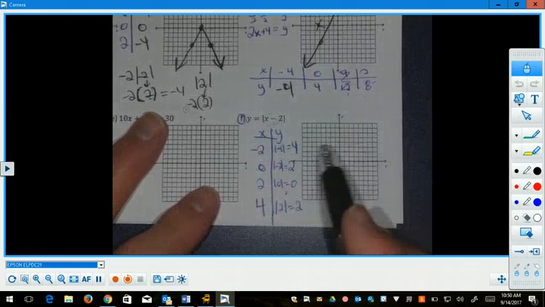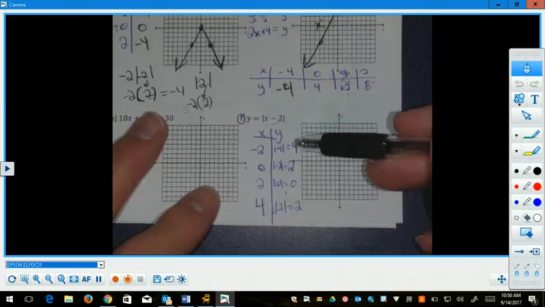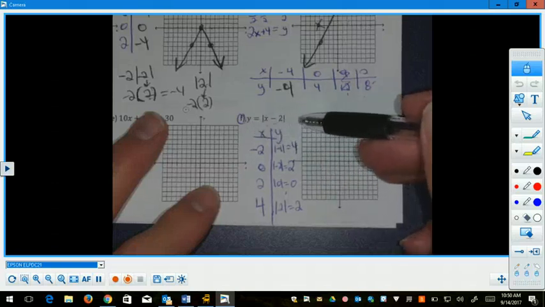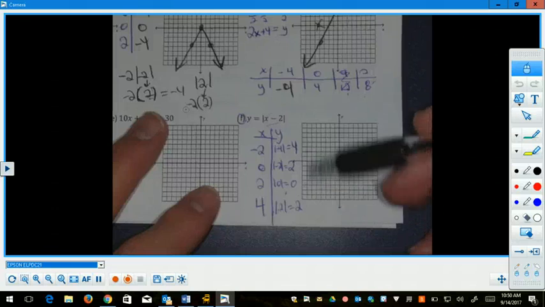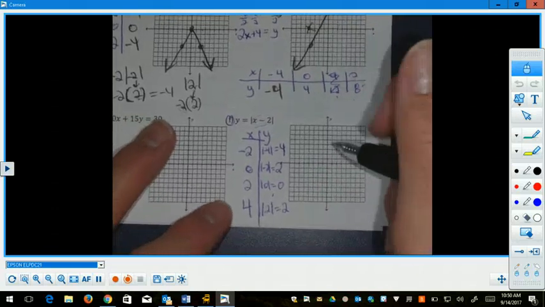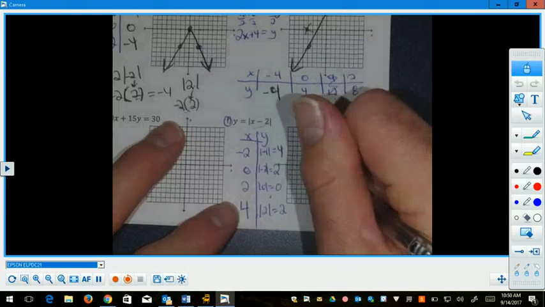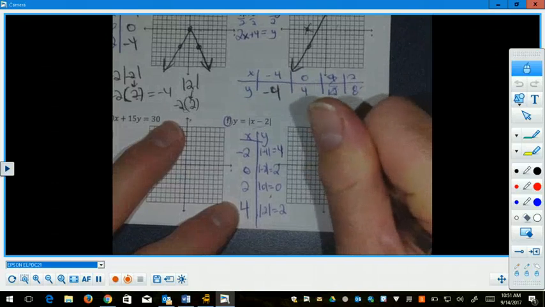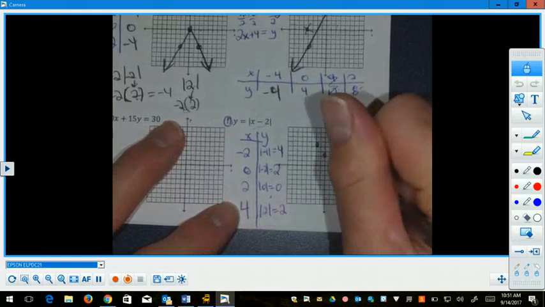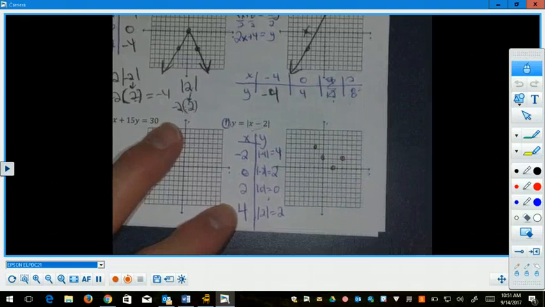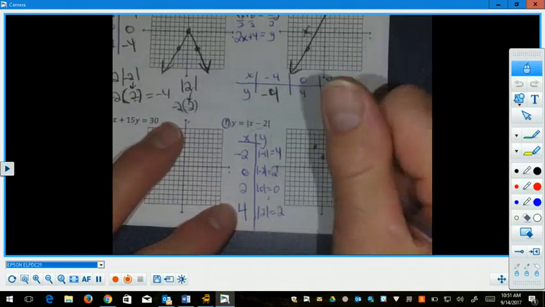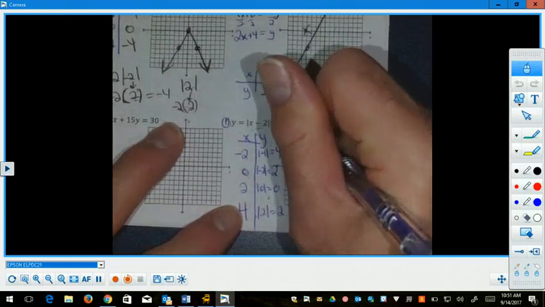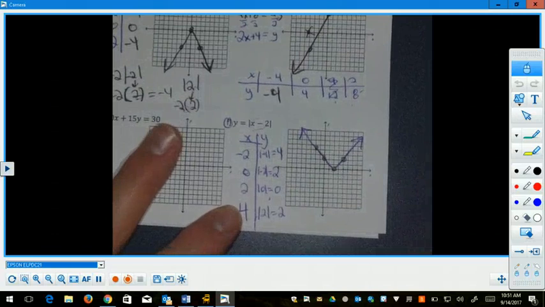In this problem, because I only have an absolute value symbol, everything should turn out positive. But if I had a negative number multiplied by it, or if I had a subtraction of something, then it is possible for the numbers to turn out negative. So I'm going to plot these. I have -2, 4, 0, 2, 2, 0, and 4, 2. I'm going to take those points and connect them to show the V and to show that the V continues going even beyond the points that I chose to plot.